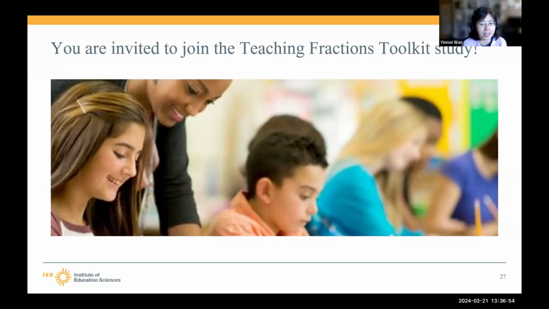We are inviting public schools that serve students in grade 6 to join us. Twenty of the schools will receive the toolkit PD and resources in the 24-25 school year, and the other 20 schools will receive the toolkit PD and supports in the 2025 to 26 school year. We will decide who will get the PD first or second through a lottery process. Next slide, please.